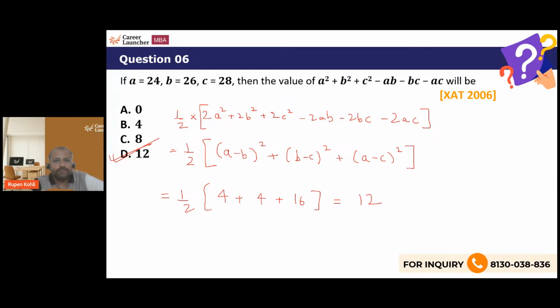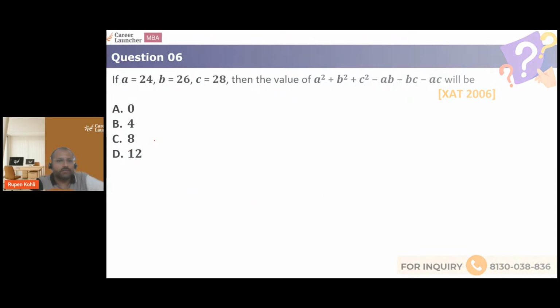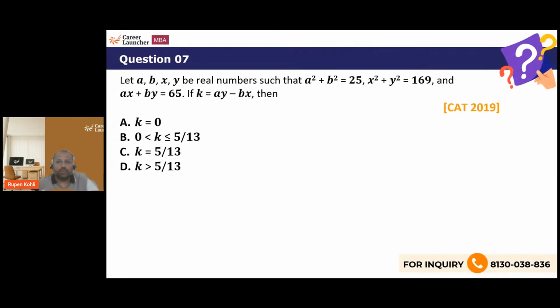Ready for the next one? Let's see. Okay, so this was CAT 2019. Ratio method. How ratio method? All right. So let's see this one. Let's see if you can get this one. Let me know on the chat box.